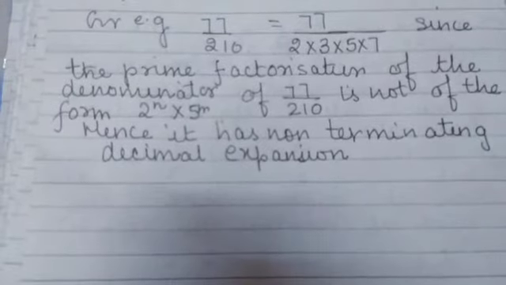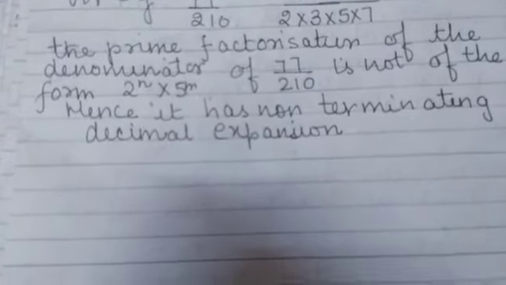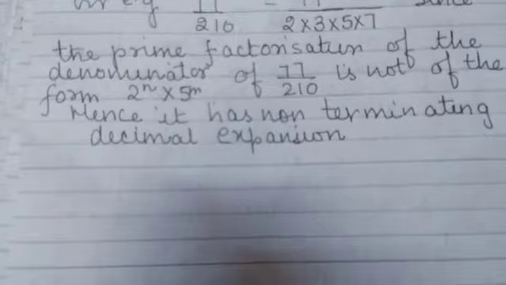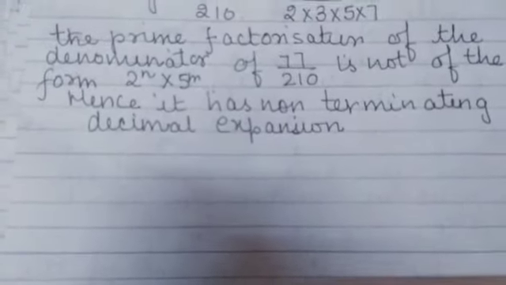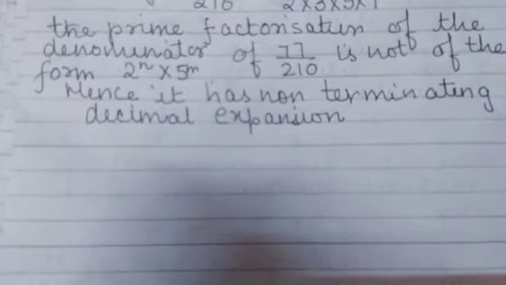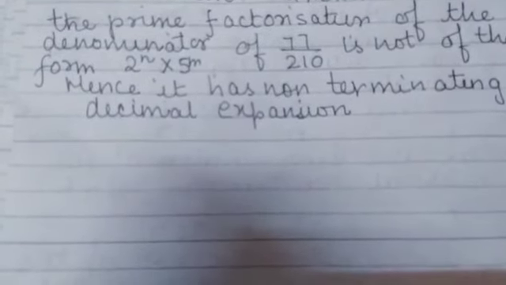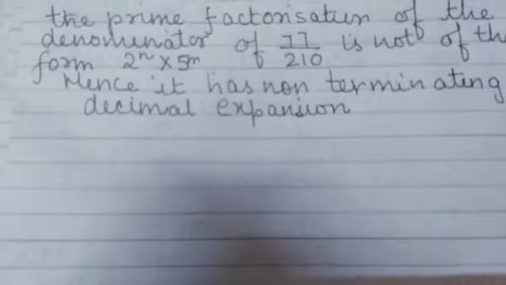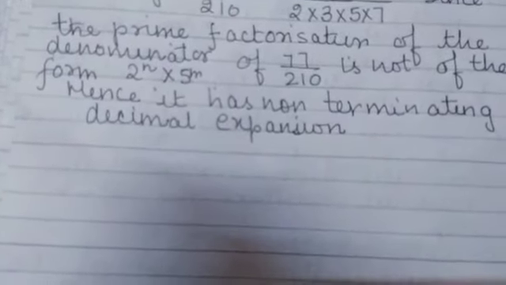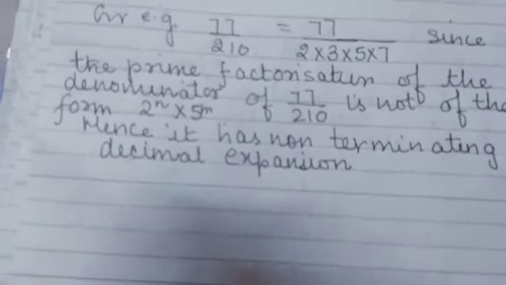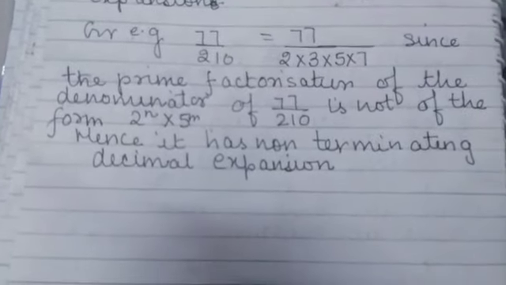Keep in mind, if in the denominator it is only 2 to the power 4, it means it can be multiplied by 5 to the power 0. If the denominator is in the form of 2 to the power n or 5 to the power m, or 2 to the power n into 5 to the power m, then it is terminating. And if it has factors other than 2 and 5, then it is non-terminating. Is it clear to everyone?